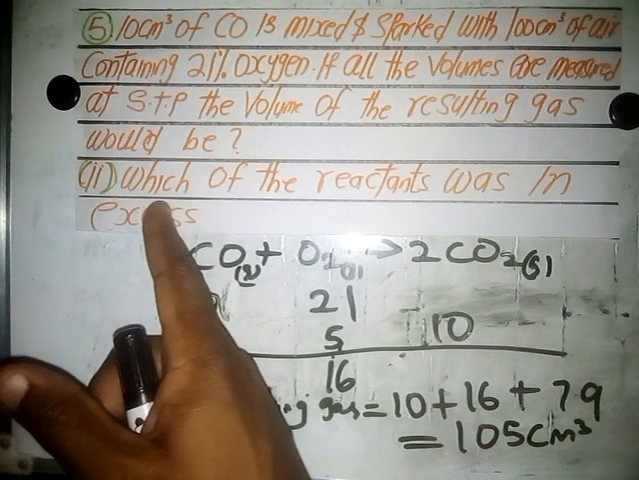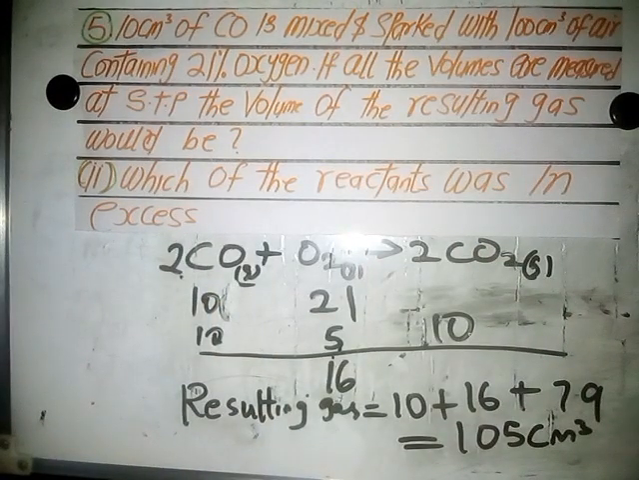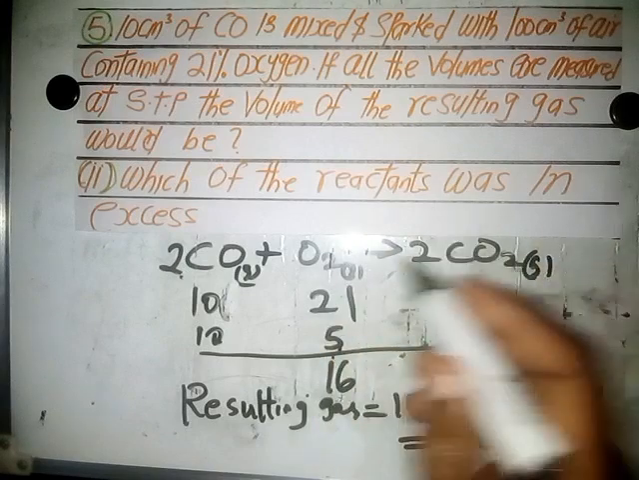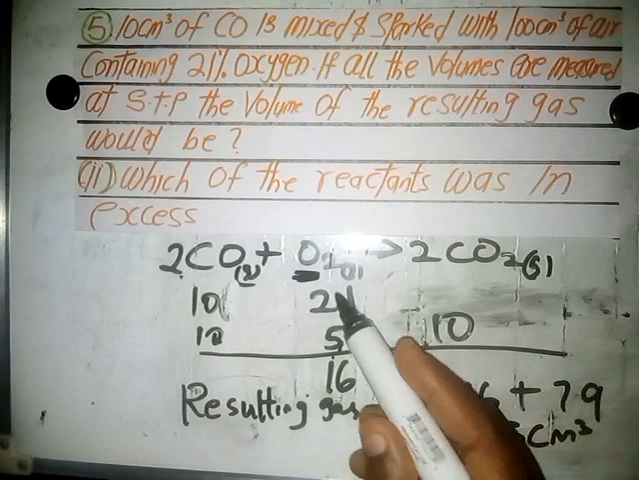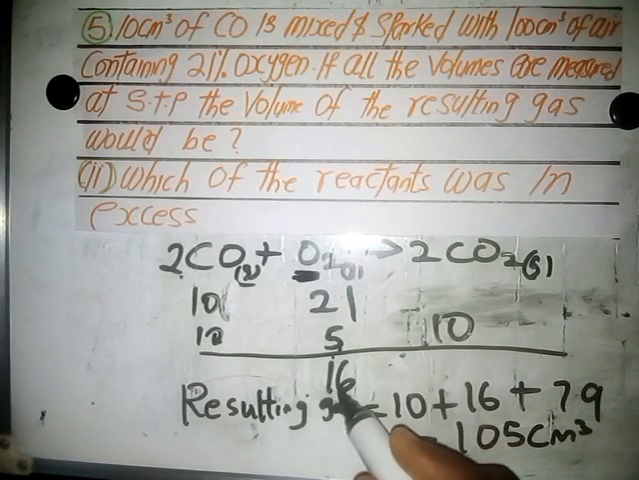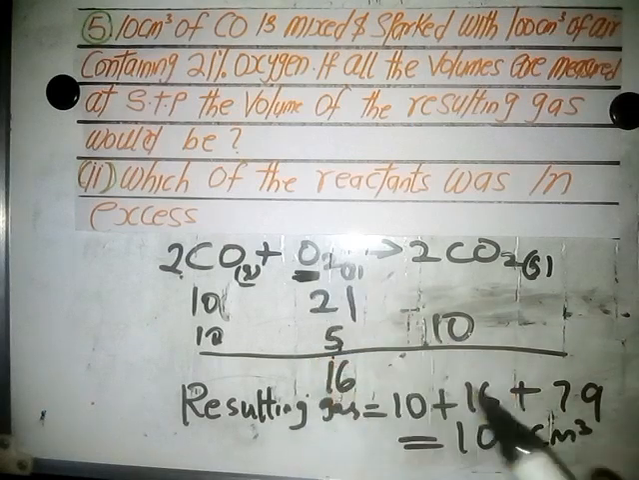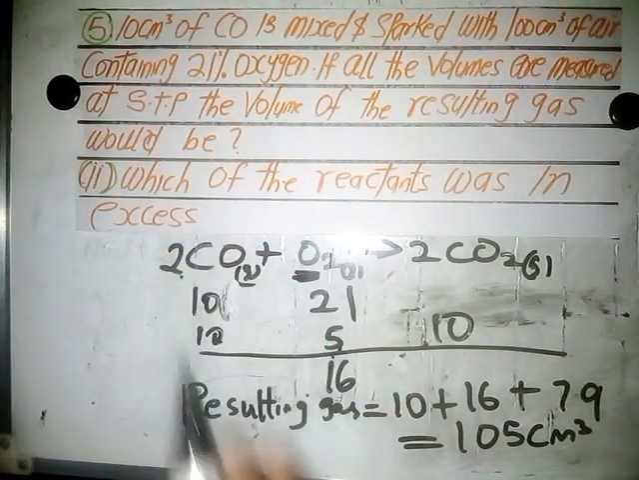Look at this other question. Which of the reactants was in excess? Of course, from here you can know that the reactant that was in excess is oxygen, because of this 21, 5 cm cube that reacted, leaving behind 16. So oxygen was in excess. So your answer here is oxygen.